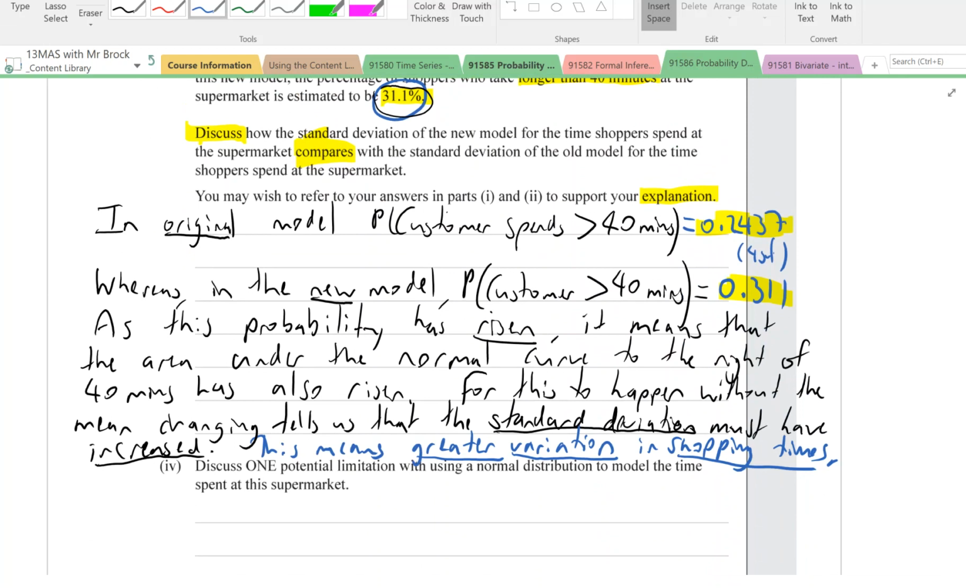So we've stated the obvious about the probabilities changing. We've interpreted what that's saying in terms of the curve, and then linked that to the standard deviation, and then we've put that into context by saying it means greater variation in shopping times. Really important that we have that context in there. Okay, if we look at the marking scheme for that.